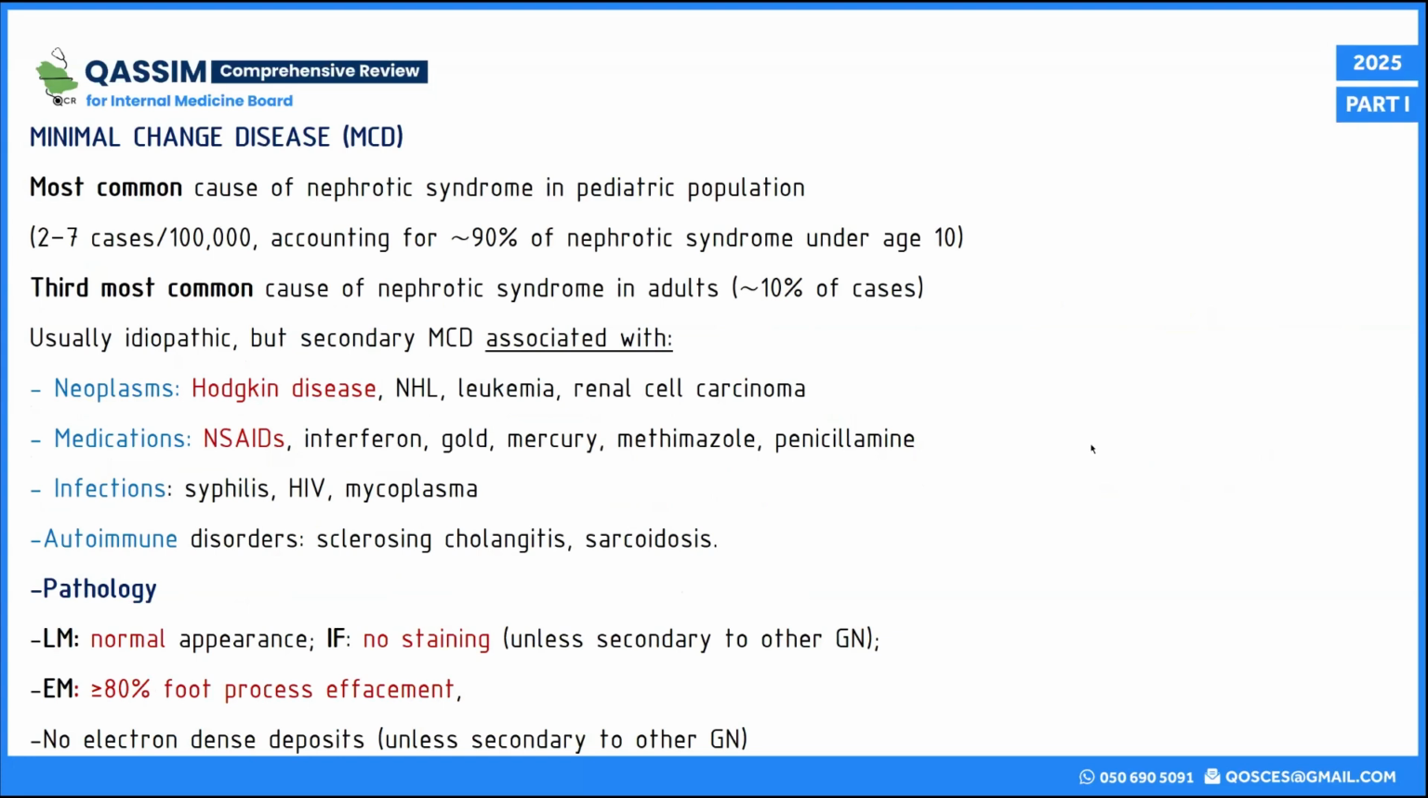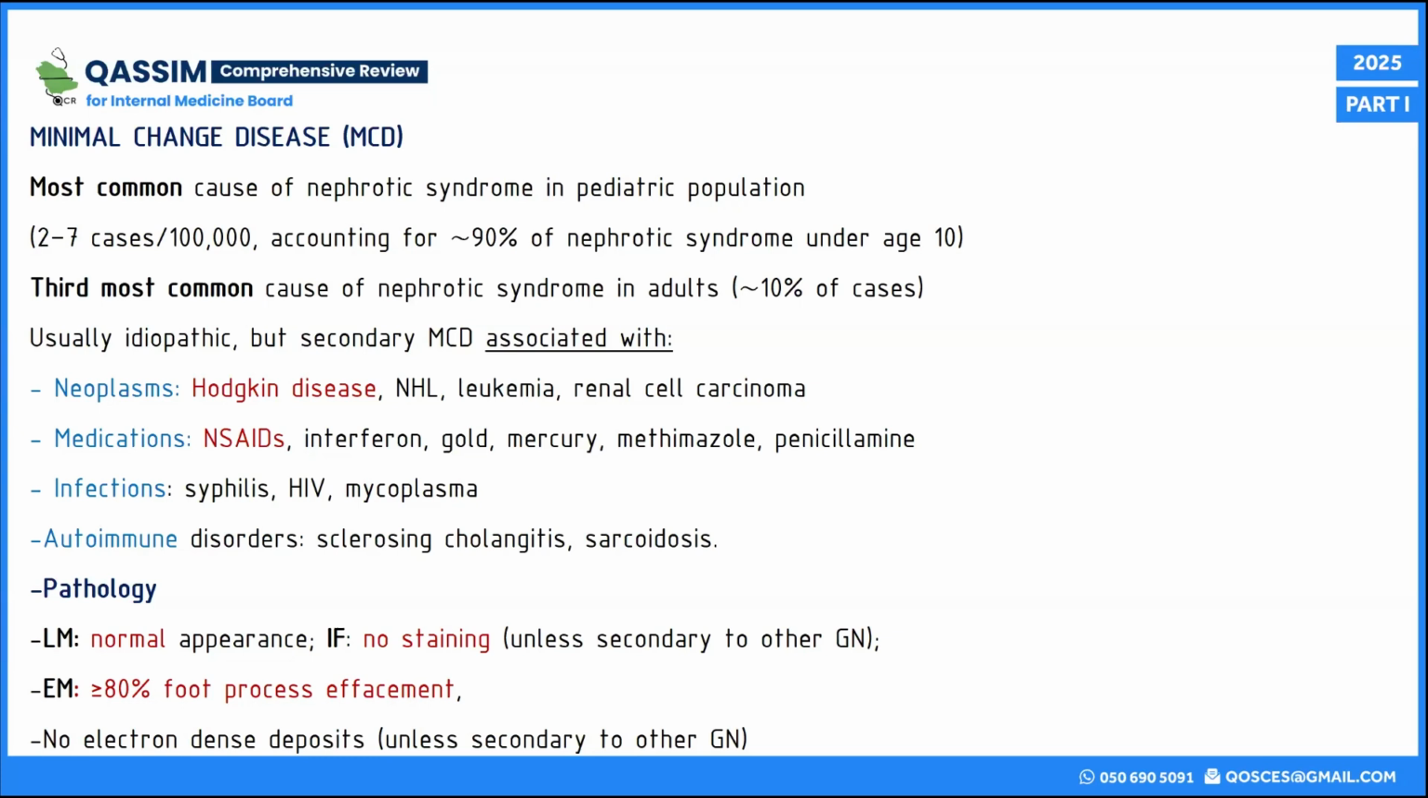Okay. So we start with minimal change disease, which, as you know, is the most common cause of nephrotic syndrome in the pediatric population. Also, it is the third most common cause of nephrotic syndrome in adults. What are the causes? Usually primary, but you have to rule out secondary causes of MCD, so Hodgkin lymphoma, medication like NSAIDs, infection like syphilis, HIV, and autoimmune disease.